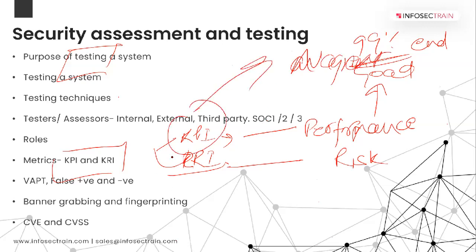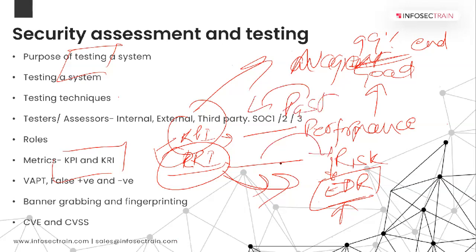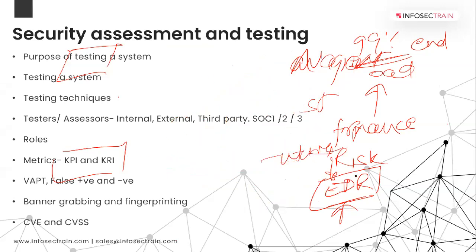What KRI is, in future there'll be a requirement of putting EDR in all the workstations, because AVs are definition based, signature based tools, which may not be able to detect or respond to fileless threats, and hence EDR must be deployed in all the endpoints. That can be your key risk indicator. So KPI generally deals with what is already defined and established in past, and KRI generally deals with what is coming in future. That is how you can remember KPI and KRI.